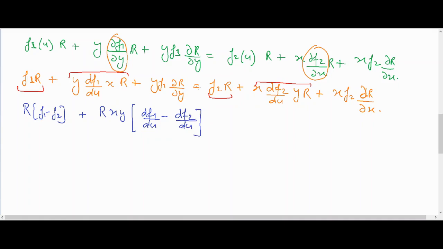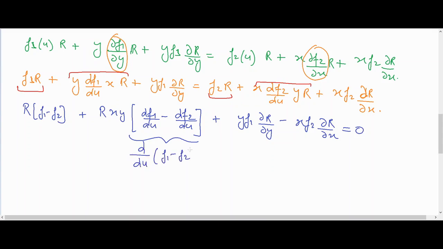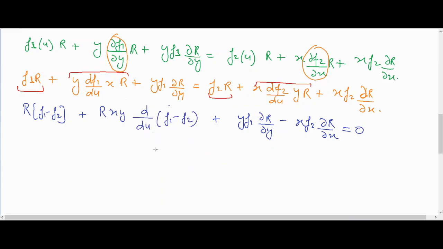And let's bring the rest of the terms here as well. So this will become plus y f1 del r by del y minus x f2 del r by del x is equal to 0. So actually this term right here, we can write as the derivative dy du of f1 minus f2, right? So let's just replace it with this term which I wrote down below. Let's just replace it here, right?